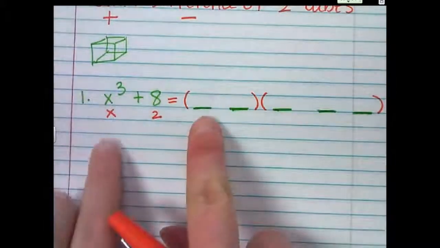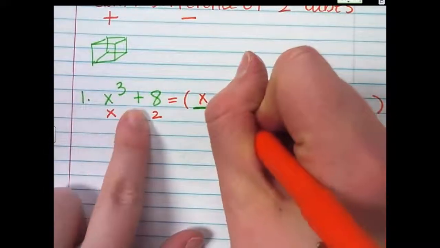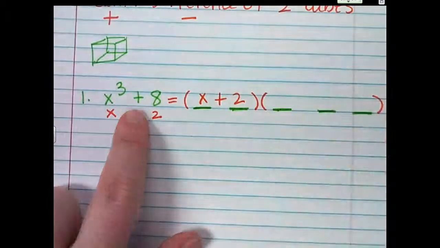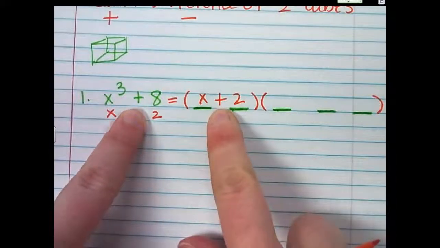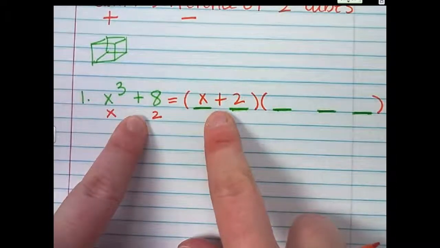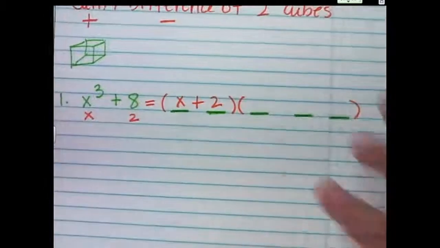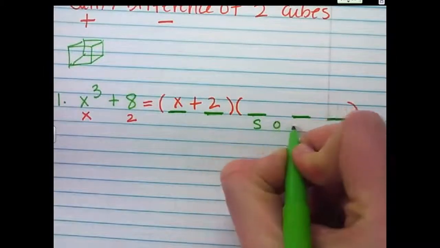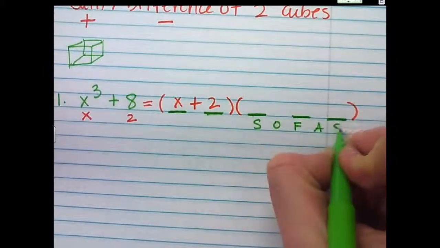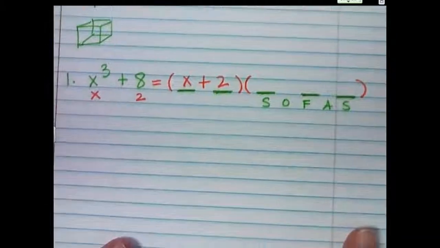So the first one is exactly what we have written here. X, and I put the plus, and then 2. So if this is a plus, then this is a plus. If this was a minus, then this is a minus. Okay, there's a formula for what goes in here, but this is an easier way to remember it, if you can remember this little acronym SOFAs. And I know it's stupid, but it'll help you remember what goes in there.